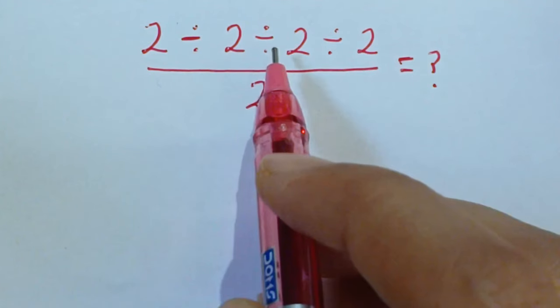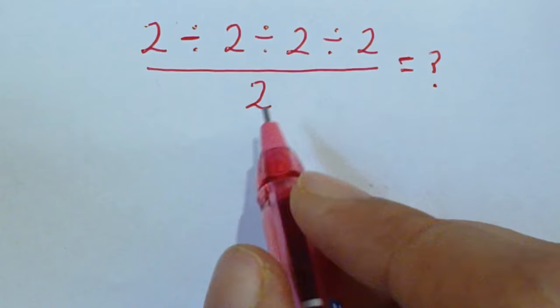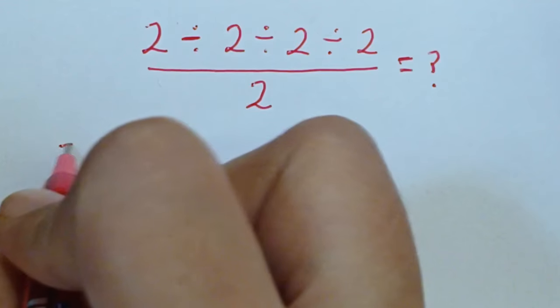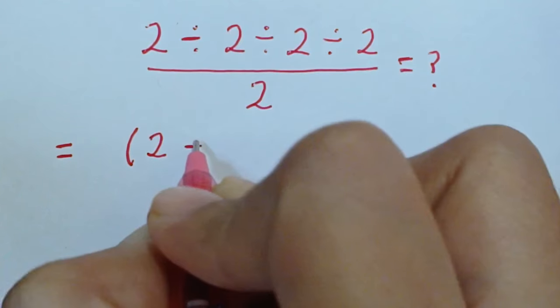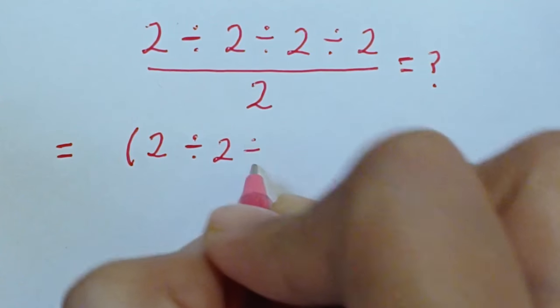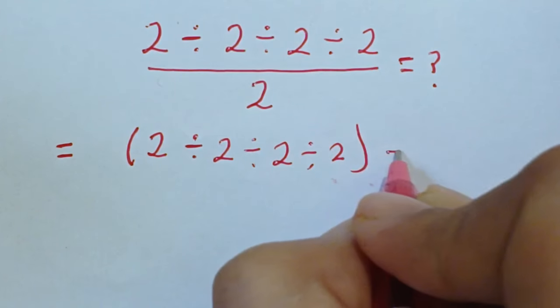2 divided by 2 divided by 2 divided by 2 divided by 2. What is the value of this expression? We can write this expression as bracket 2 divided by 2 divided by 2 divided by 2, bracket close, divided by 2.